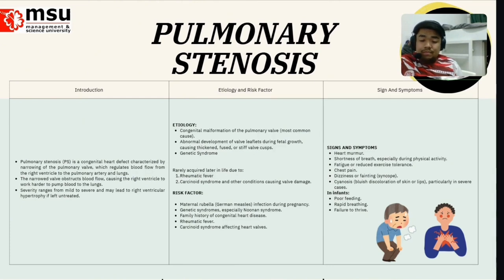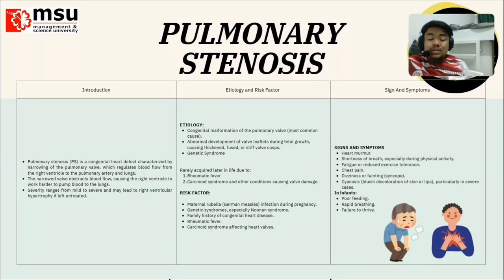So for chest pain, why? The right ventricle works harder and requires more oxygen, and this increases workload and causes myocardial strain and chest discomfort. The next sign and symptom is dizziness. Severe PS may reduce cardiac output and less blood reaches the brain, especially during exertion, causing dizziness or fainting.